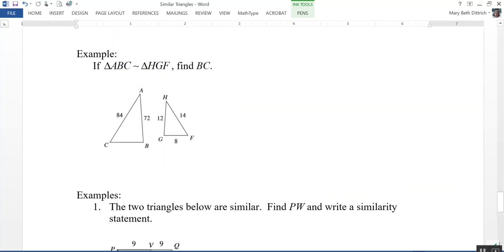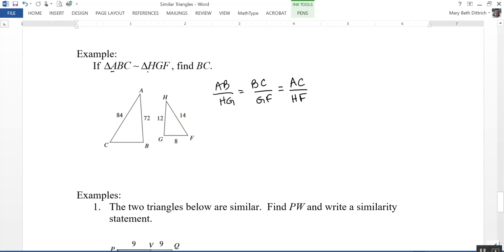So for the first one here, we're told that triangle ABC is similar to triangle HGF, and we need to find BC. So if I know that ABC is similar to HGF, I know that AB over HG is going to be equal to BC over GF, which is going to be equal to AC over HF. Now it might get a little confusing looking at the triangles, but you can always work off of the similarity statement because they have to be in that particular order.